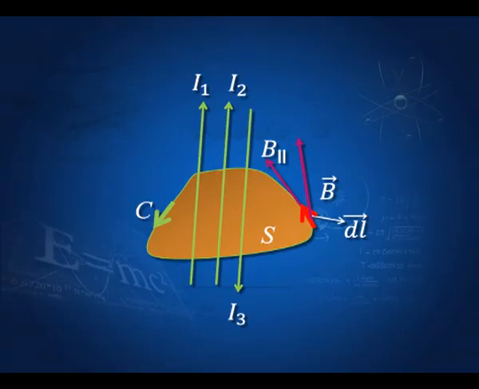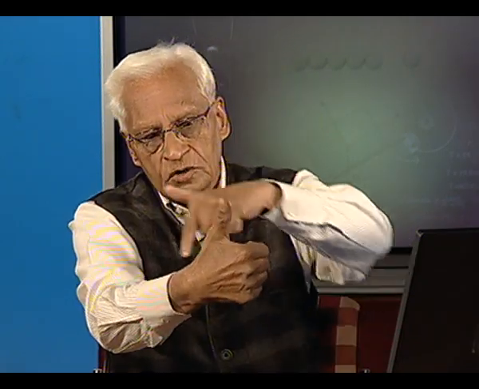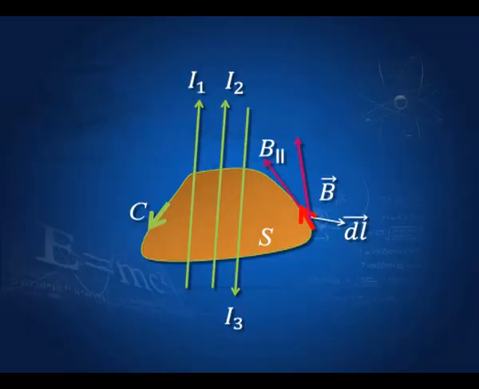How do you find that? We use the right hand thumb rule, and here this loop C is in the counterclockwise direction, therefore, the current in this direction is positive, the current in this direction is negative. So, I1, I2 are positive currents, I3 is the negative current considering the direction of this loop.